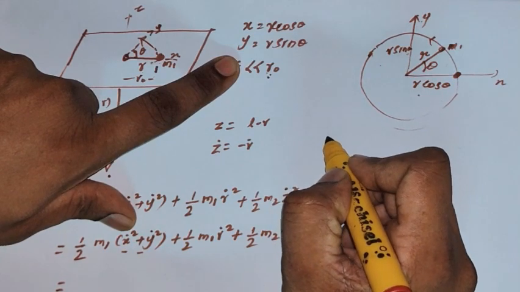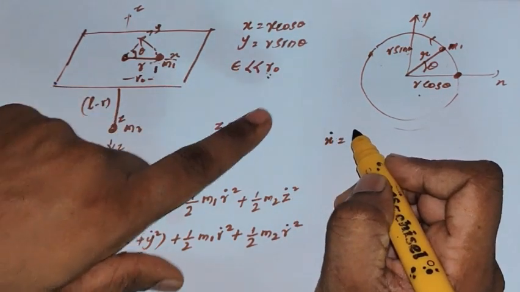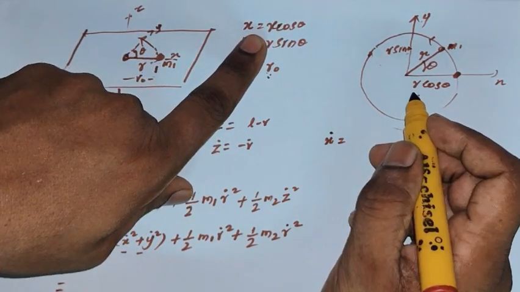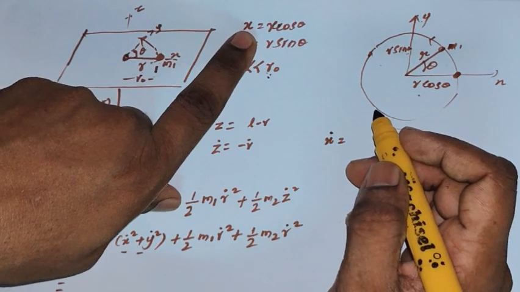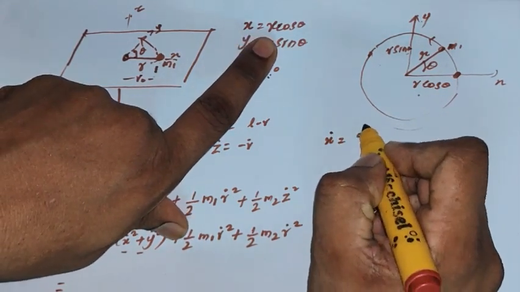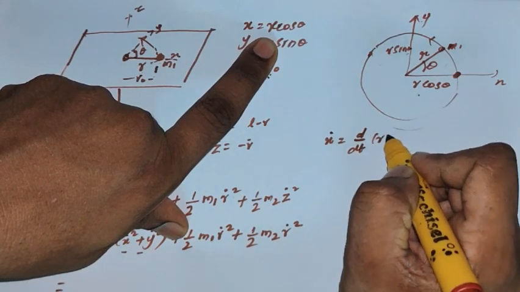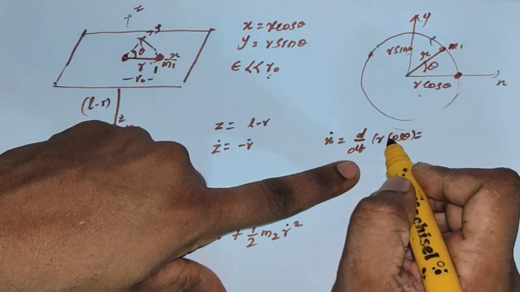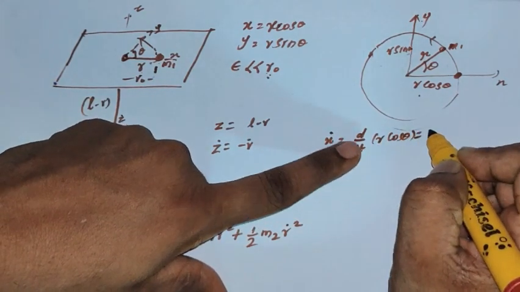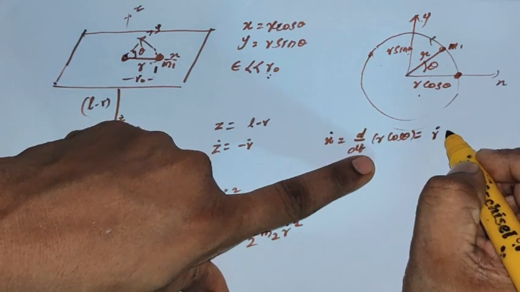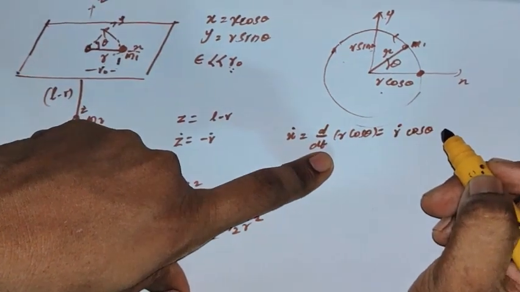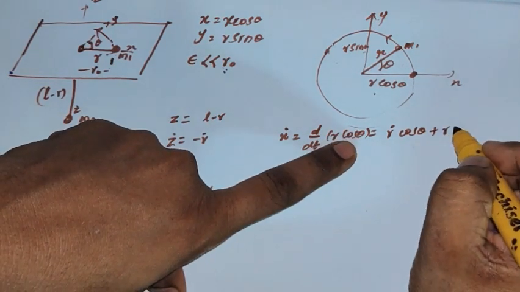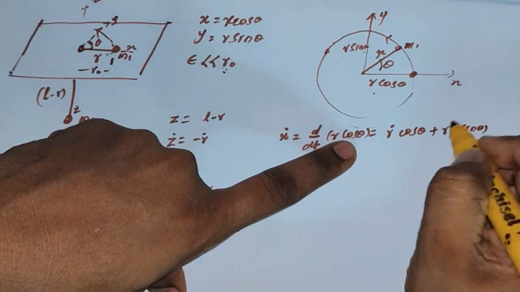So you can find x dot. Taking the derivative means the velocity of the x component of the particle, x component velocity, that should be equal to dx by dt. This is d by dt of r cos theta. Using differentiation by parts, keep the cos theta aside. First, taking the derivative, it's r dot cos theta plus, the derivative of cos theta would be minus sin theta, then theta dot.